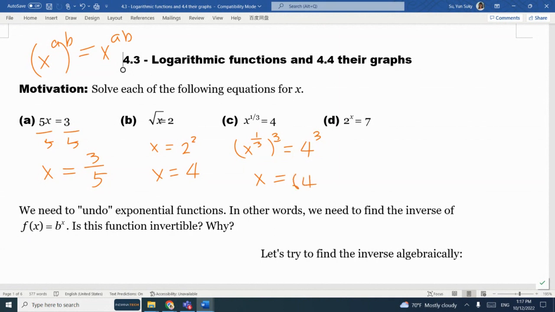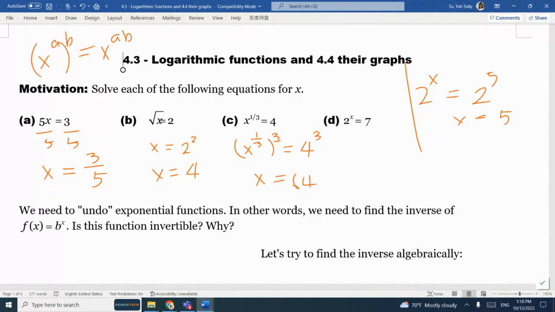Okay, next one. 2 to the x equals 7. How do we find the x? Well, last time, if we have 2 to the x equals 2 to the 5, what is x? 5, right? If we make sure that on both hand sides the bases are the same, then we just set the exponents to be equal, right? This is last time, we know that. But now, our right hand side, we have 7. 7 is not base 2.